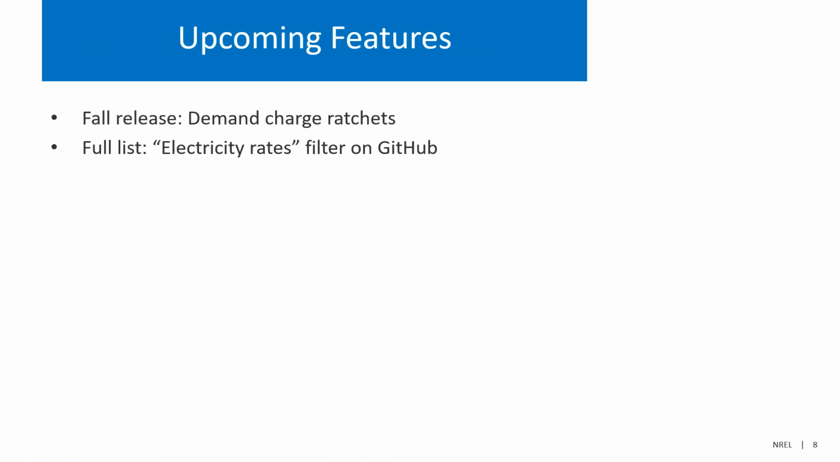I wanted to mention a few upcoming features. We are planning for the fall release to include ratchets on demand charges, which are similar to that look back period for billing demand. It is a feature that's supported in the URDB, but not SAM. Unfortunately, we couldn't get it done in time for the webinar, but we are planning on including it in the fall release. If you want to see the full list of features that we've prioritized, we have an issues list on GitHub, and there's an electricity rates filter for that issues list.